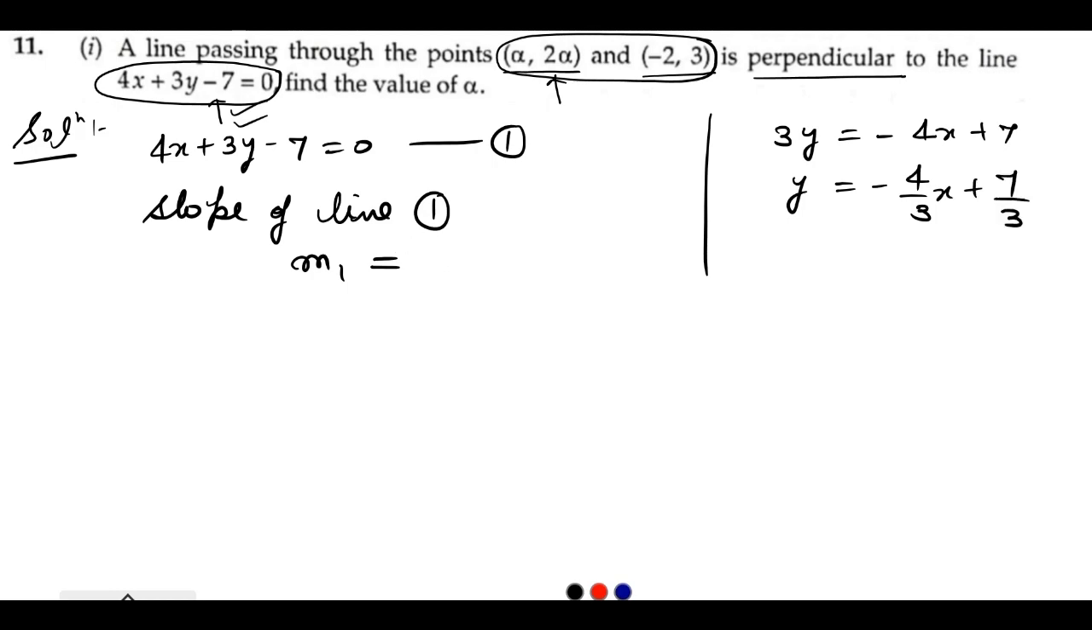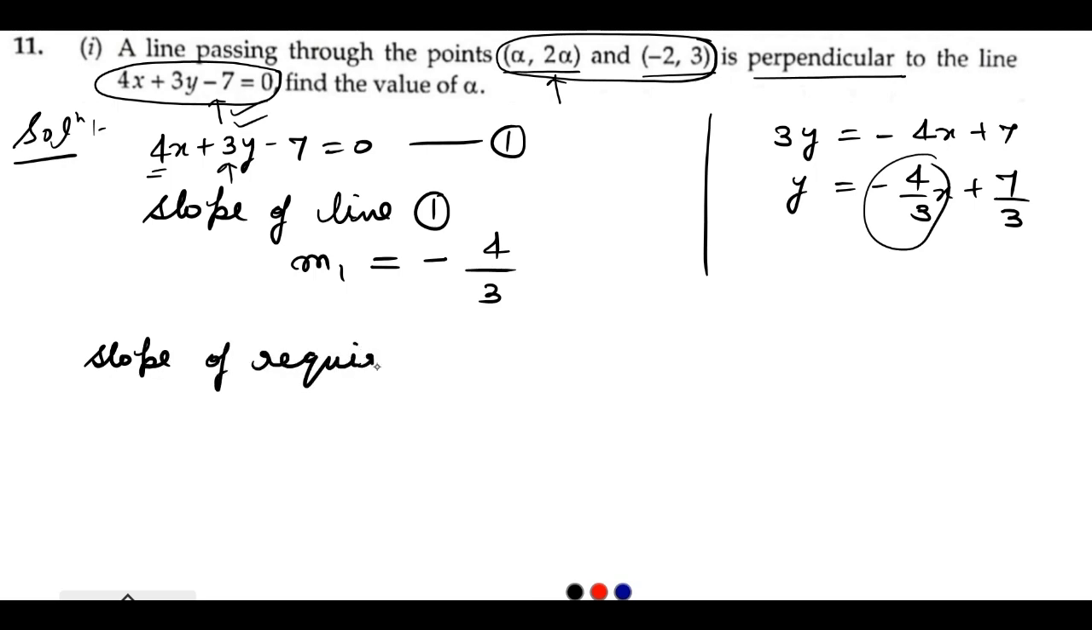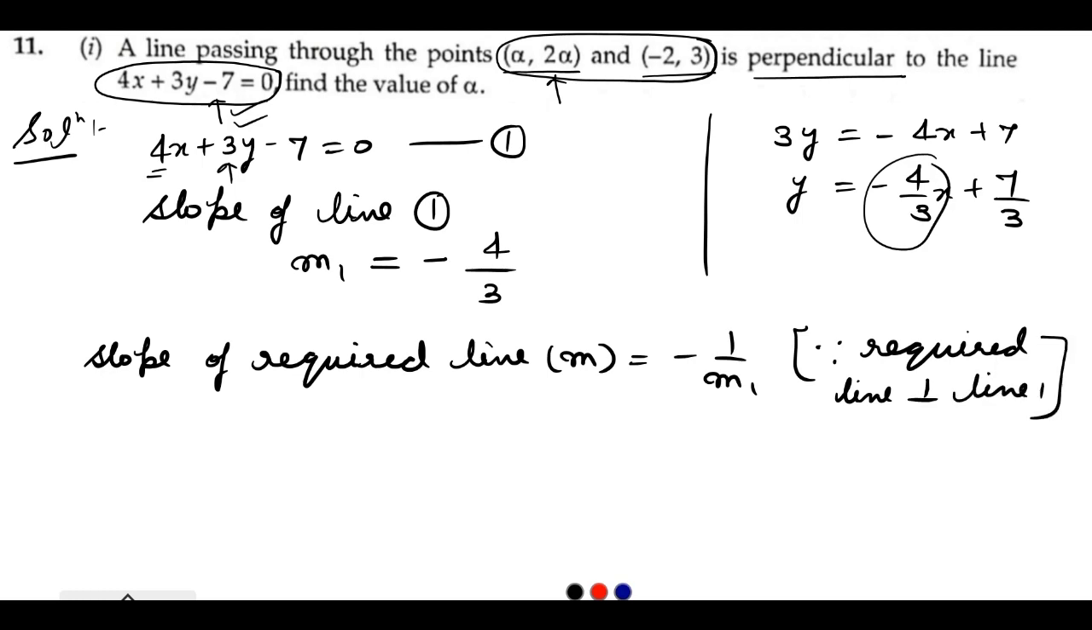If you want to find it directly, then it is minus coefficient of x, that is 4, divided by coefficient of y. Look, now the slope of the required line will be minus 1 upon m1, since the required line is perpendicular to line 1, means 3 upon 4.